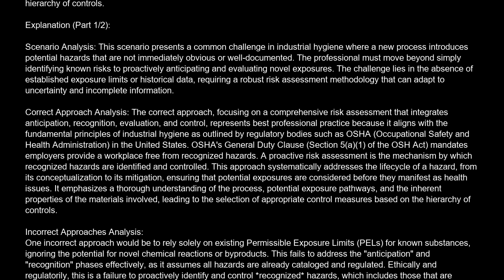Incorrect approaches analysis. One incorrect approach would be to rely solely on existing permissible exposure limits, PELs, for known substances, ignoring the potential for novel chemical reactions or byproducts. This fails to address the anticipation and recognition phases effectively, as it assumes all hazards are already cataloged and regulated. Ethically and regulatorily, this is a failure to proactively identify and control recognized hazards, which includes those that are reasonably foreseeable even if not explicitly listed.